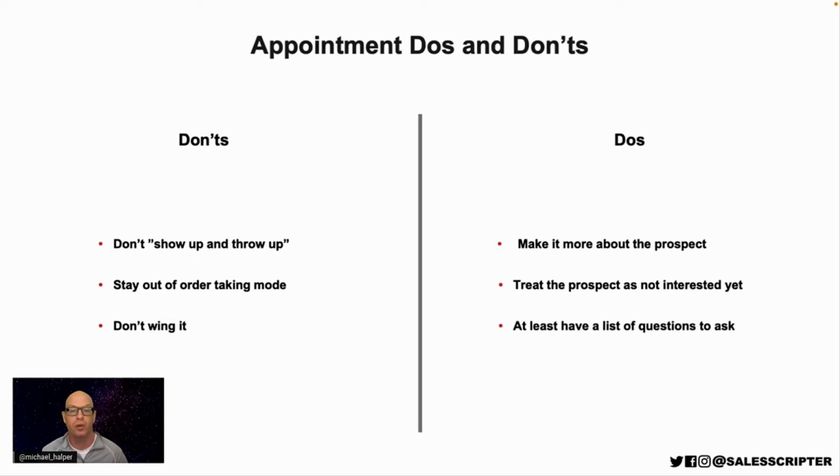So what we want to do is, even if we aren't scripting out our meeting and having everything prepared, at a minimum, we want to have a good list of questions to ask. This will at least keep the conversation going. If we run into a dead end or it doesn't go in the right direction, we can just fall back on our list of questions. So at a minimum, have a list of questions to ask, and I'll show you a bunch of questions that you can ask in your appointments here.